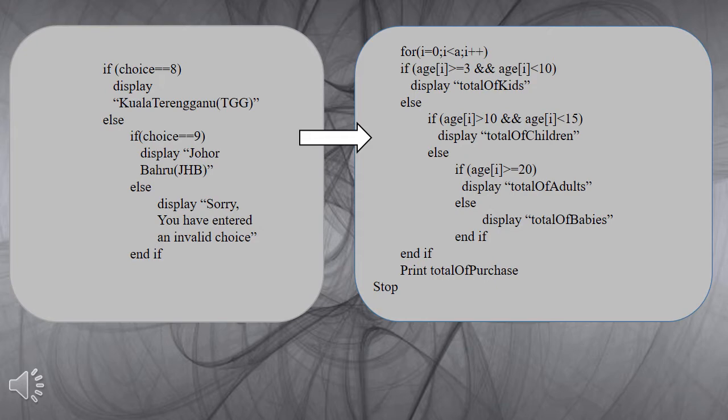Then there will be one more end if at the same line as the read, so you will have 3 end ifs in your pseudocode. Then you will print your total of purchase. Print is also on the same line as the end if and read, and then you will stop.